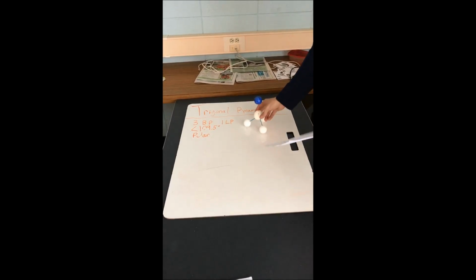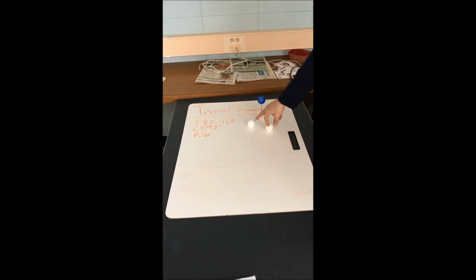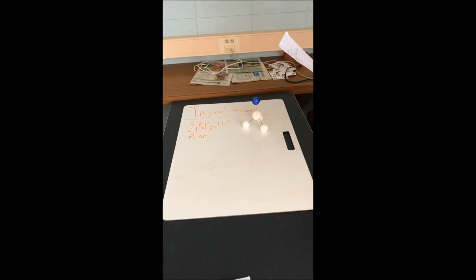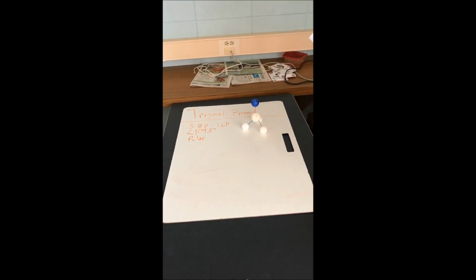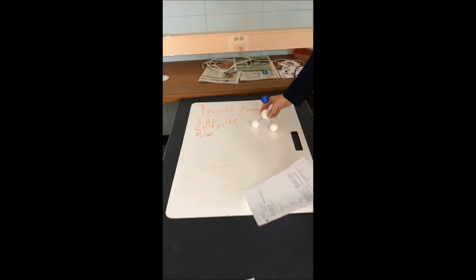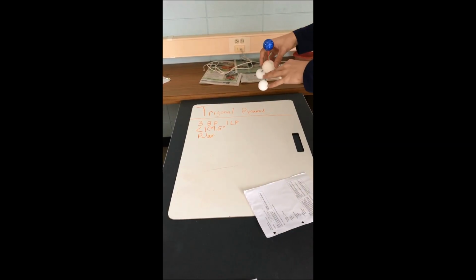Alright, this shape is a trigonal pyramid, and it has 3 bonded pairs, right here, here, and here, and then it has 1 lone pair. The angle between these bonded pairs is less than 109.5 degrees, but we don't know for sure exactly what the angle measure is. And then it's called a trigonal pyramid because these 3 bonded pairs form a pyramid.